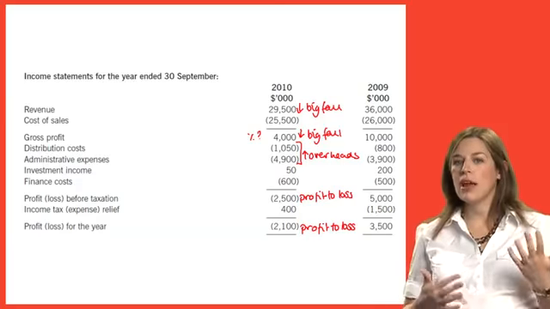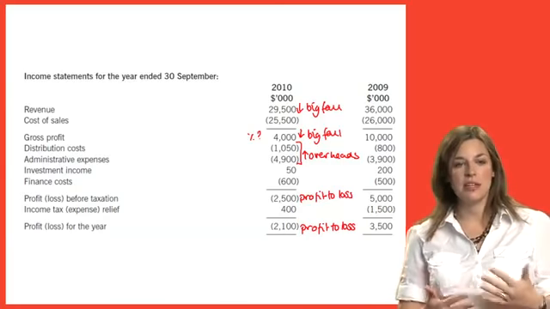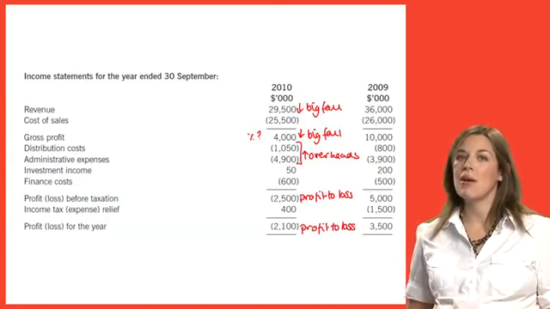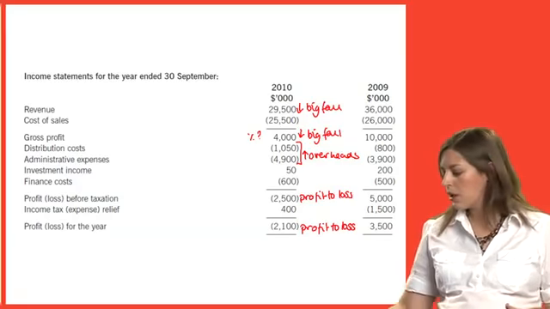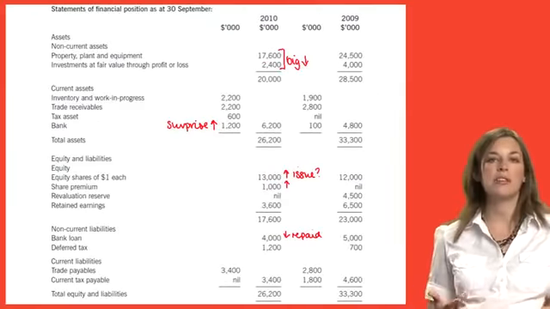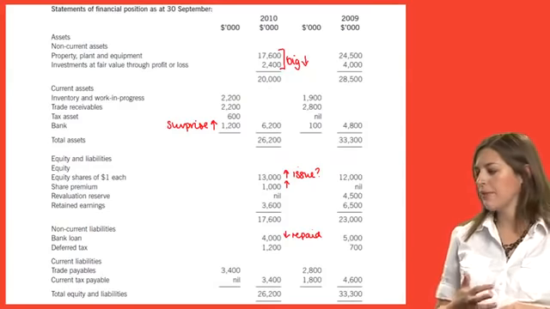So I'm concerned now there's something going on in this scenario, it means this company isn't doing so well. So I've got some ideas already about the kind of things I might want to talk about. So if we move on to look at the statement of financial position, what else jumps out at me?